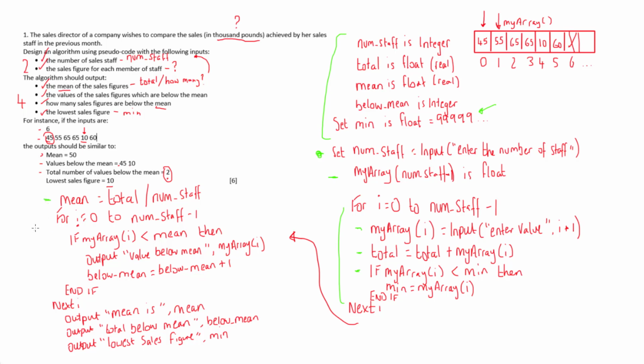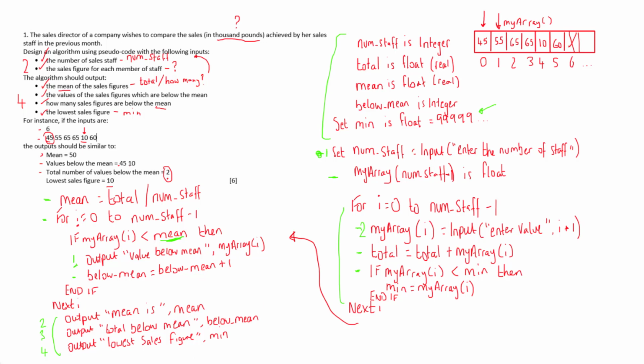Then I've worked out the mean. Then I do exactly the same code again that I used before to loop through my array. And this time I use it to loop through my array again, but checking the values against the newly calculated mean. I output values below the mean. I increment the values below the mean every time. And then I've got my outputs down here. So 4 outputs in total. 1, 2, 3, and 4. My inputs are all here. 1 input there. And the second input is here. And that's it. That would get us all of 6 marks.